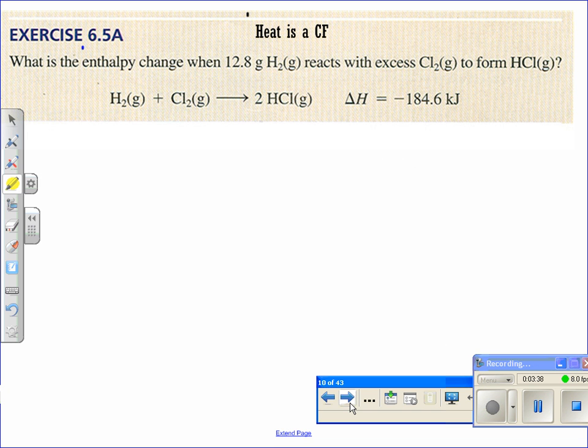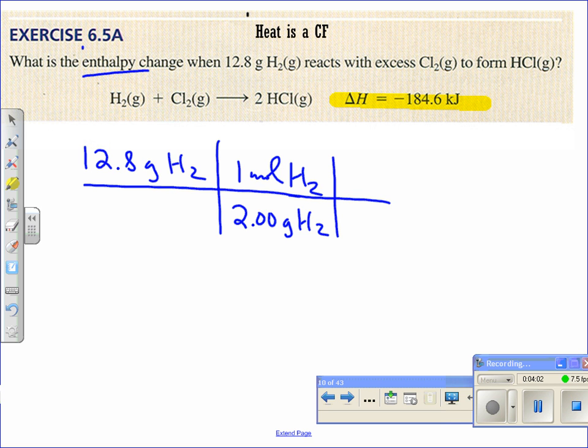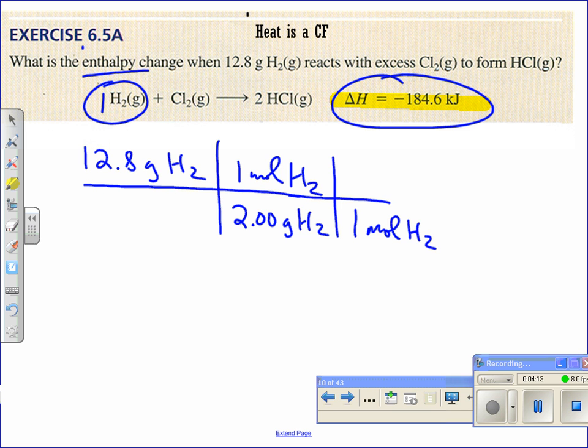All right, one thing you have to remember is heat is a conversion factor. We learned this before. We have a delta H value that sits at the end of the reaction. Technically, it can be a conversion factor. You could take 12.8 grams of H2 gas, convert it using molar mass. 2 grams of H2 is equal to 1 mole of H2. They're asking what would the heat change be? I take the coefficient of H2, which happens to be 1, and the delta H value to make a conversion factor, which is 1 mole of H2 is equal to negative 184.6 kilojoules.